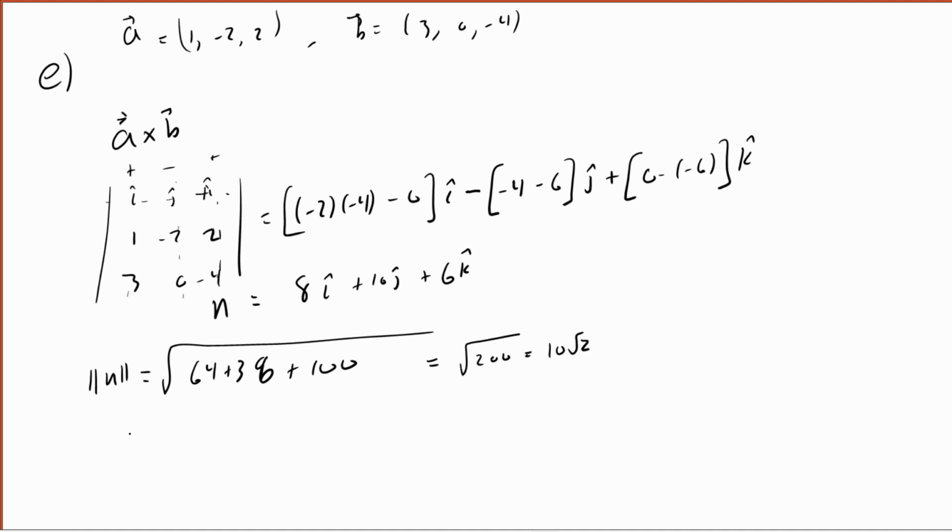Okay, so we multiply that out. We have n hat, a unit vector in the direction of n. So I can just divide by the norm, and I get 8 over 10 root 2 i hat plus 1 over root 2 j hat plus 6 over 10 root 2 k hat. Now let me simplify. That cancels with a 5 and a 4, and that cancels with a 3 and a 5.